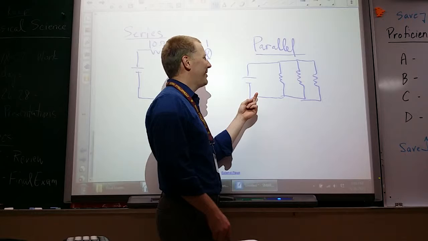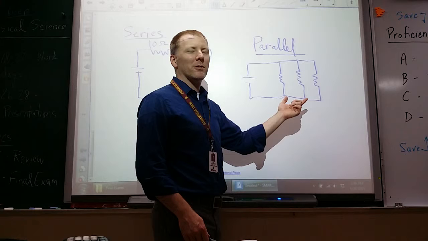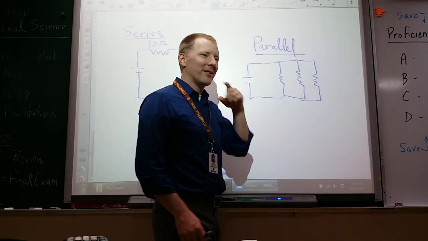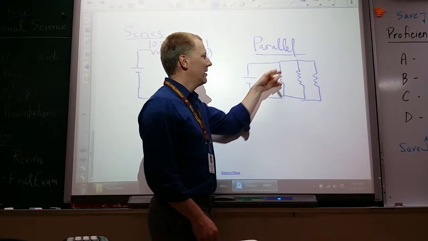What can you tell me about the current? It changes. It's not the same. Based on the resistance of each branch. So each has the same voltage. We use Ohm's law, just like above, to find the current in each one. Add them up to find the total current coming out of the battery.